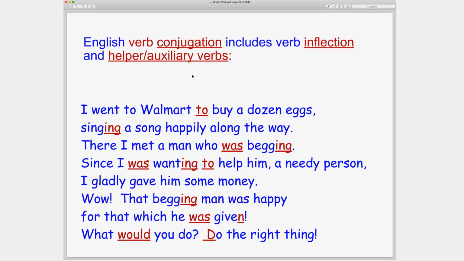We have the concept of conjugation and declension. Verbs are conjugated. Nouns and adjectives, articles, things like that are declined. So conjugation, that's just a term. In English, it's inflection and helper/auxiliary verbs. So you can see here, this is inflection. This is inflection, inflection, inflection, inflection.